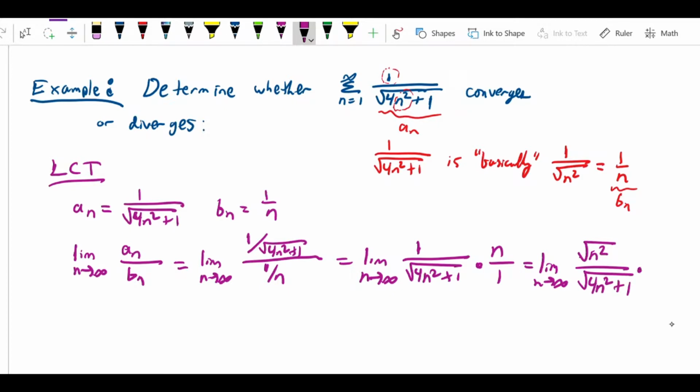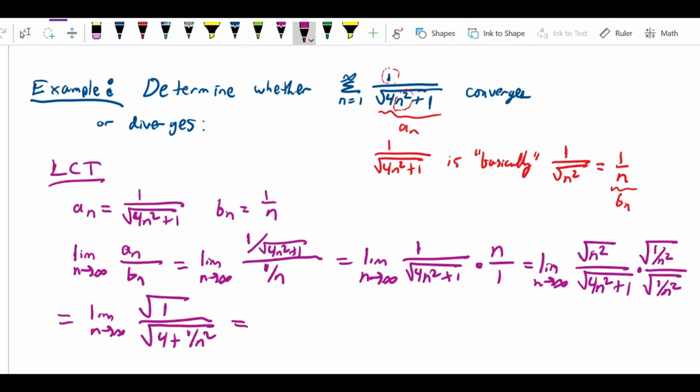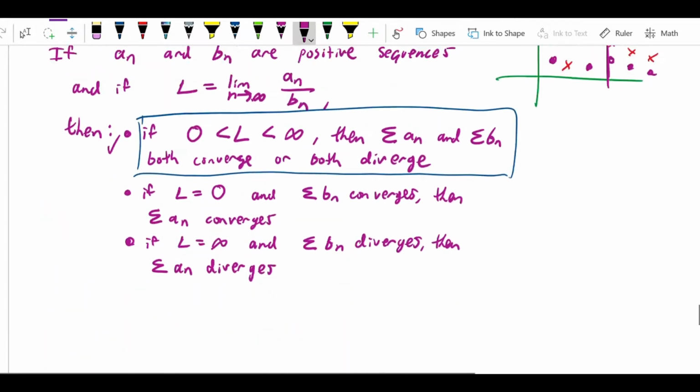I can multiply that now by the square root of 1 over n squared over the square root of 1 over n squared, and that equals the limit as n approaches infinity of the square root of 1 over the square root of 4 plus 1 over n squared. That's going to equal, by substitution, the square root of 1 over the square root of 4 plus 0. That's going to be 1 over the square root of 4, which is 1/2. So there's the limit. Now, what does the LCT theorem say?